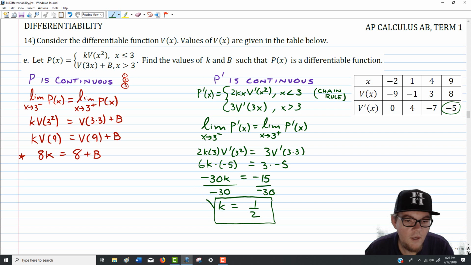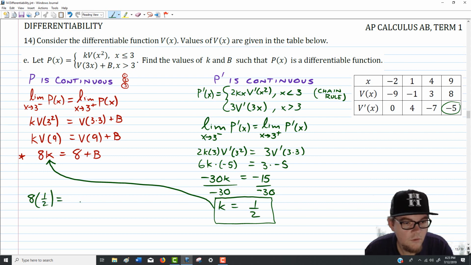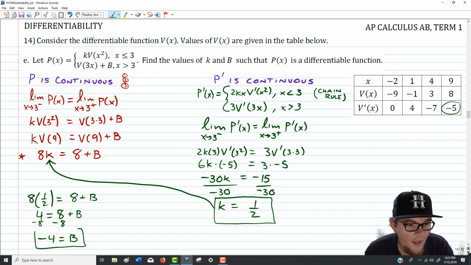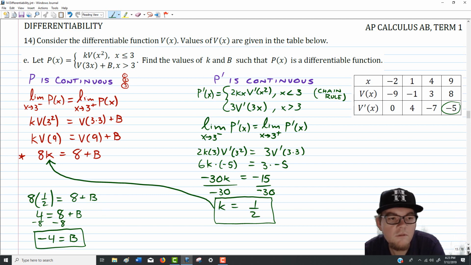And then now that we have k equals 1/2, we can pull it up here and plug it in. We get 8 times 1/2 is equal to 8 plus b. That means 4 equals 8 plus b. And that means if we subtract 8 from both sides, negative 4 is equal to b. And with that said, we've now found both the scalar and constant values that are required to make this function continuous. And if you wanted to go back and check, you absolutely could.